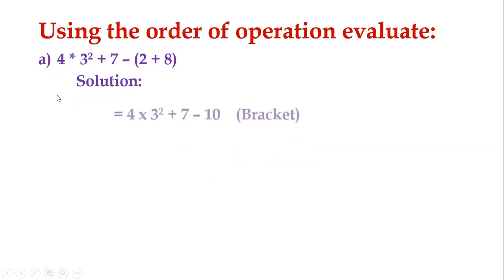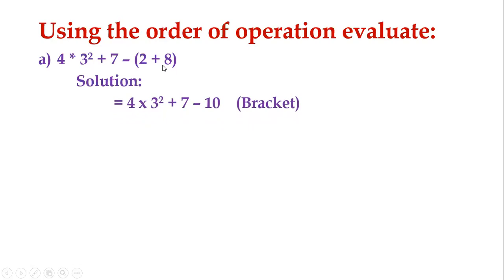I am having the bracket, so I am going to simplify the bracket first. So this is 4 multiply 3 squared plus 7 minus what is 2 plus 8? 10. So first we perform the bracket. Next I am going to check what operation we have. We are having the power. So what is 3 squared? So this is 4 multiply 9 plus 7 minus 10.